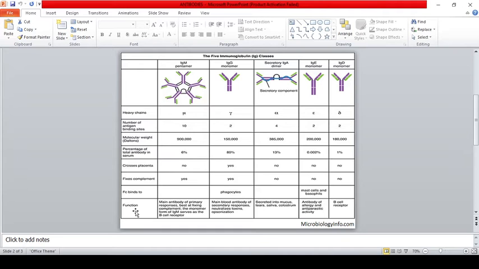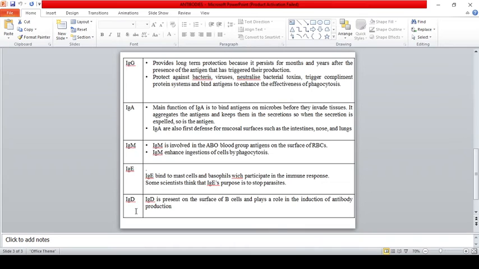Function. The main function of IgM is that it is involved in primary responses by fixing complement, and the monomer of IgM also serves as a B cell receptor. The function of IgG is that it neutralizes toxins and is involved in the process of opsonization. IgA is secreted in mucus, tears, saliva, and colostrum. IgE is involved in allergic and antiparasitic activity. IgD has no well-known function, but it acts as a B cell receptor.